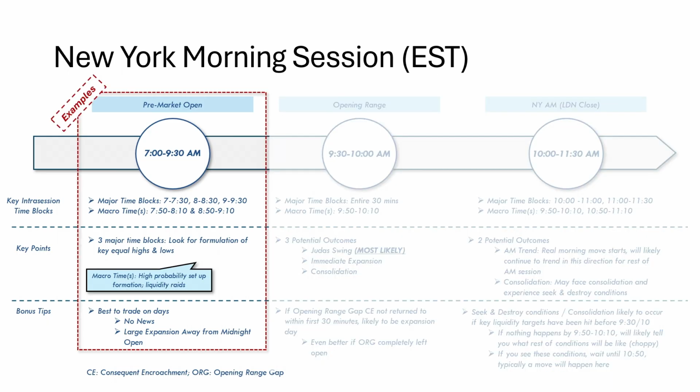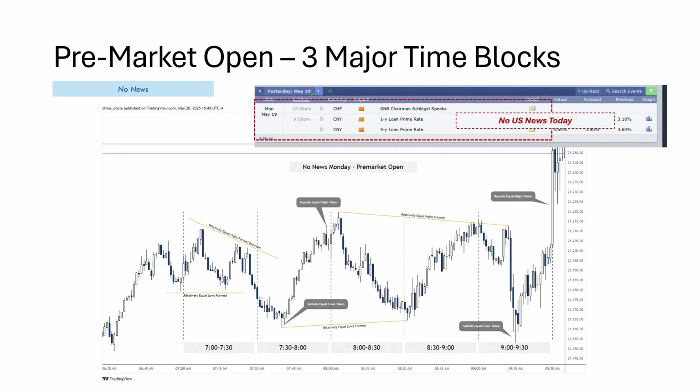Now, let's actually start getting into some examples, and we'll start within the first part of the session here, pre-market open. So this is an example of when there's no news. Typically when there's no news, some of the best price action you're going to see for the day actually will happen before the 9:30 open.